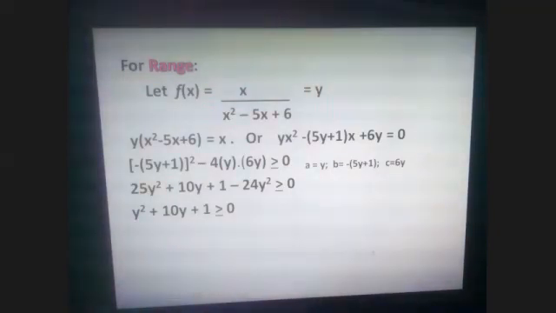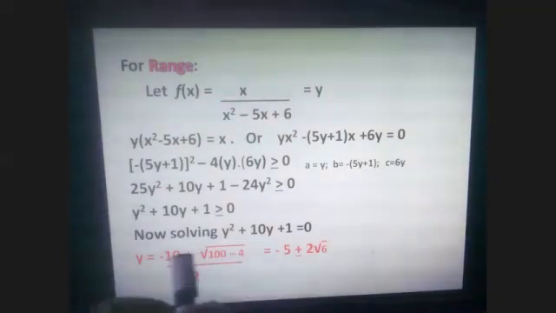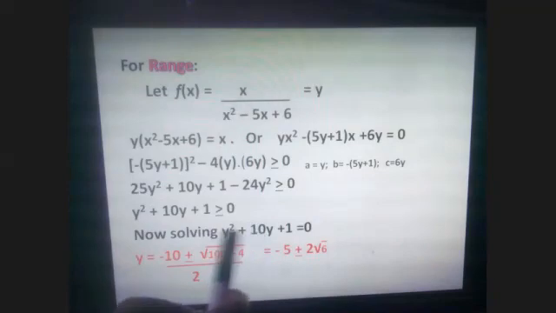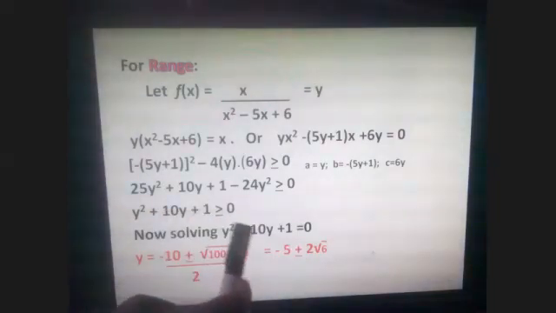Can you tell me for what value of the variable a quadratic polynomial is equal to 0? It is equal to 0 when you solve it, whatever values of y you get. At these two values of y, which two values? You know the solution by applying the quadratic formula. y equals minus 10 plus or minus the square root of b squared minus 4ac, that is 100 minus 4, which is 96. 16 times 6 is 96, the root of 16 into 6 is 4 root 6, 2 cancels. For these two values of y, this quadratic polynomial is equal to 0.